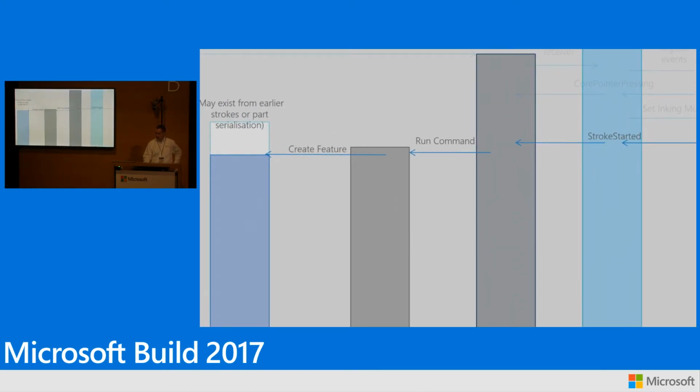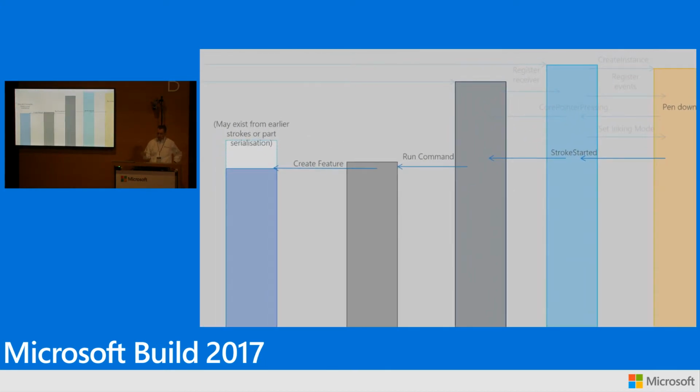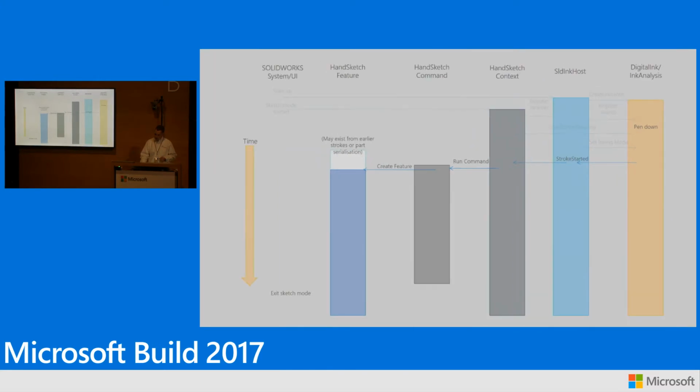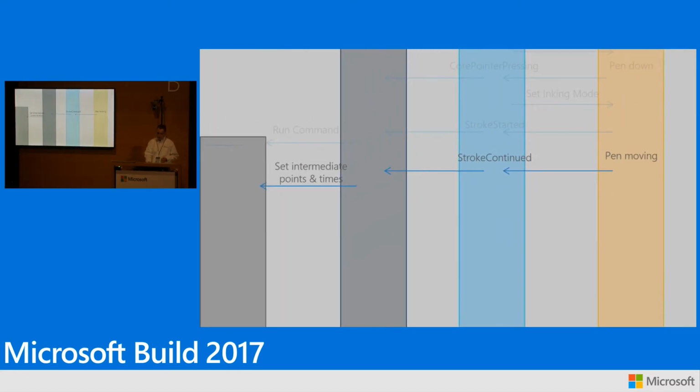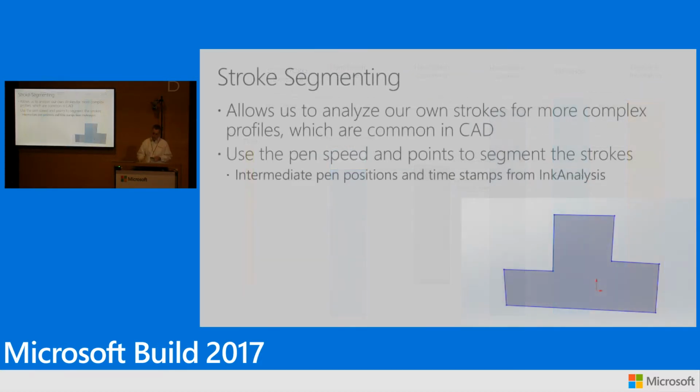So once we do that, we get the strokes started. We run the command, we create the features, we create everything we need to store this stuff in our sketch. And then as the pen's moving, you can see here, we start to get stroke continued events. And then we're getting intermediate points and timestamps back from the inking system. And why is this important? This is what I was talking to you about before, the stroke segmenting thing that we built so we could draw custom profiles.